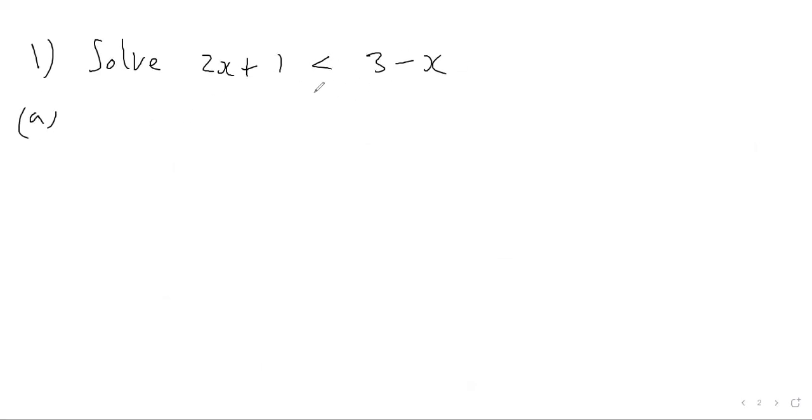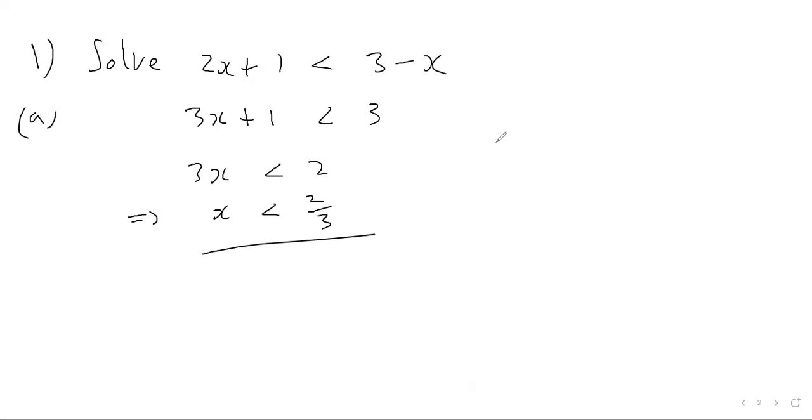The key thing with this is just solve it like a normal linear equation. Add the x to both sides, you get 3x plus 1 is less than 3. Subtract the 1 from both sides, you get 3x is less than 2. Then we can divide both sides by the 3, and we get x is less than 2 over 3. So our solution is that x is a number less than 2 over 3. That's quite a basic one.